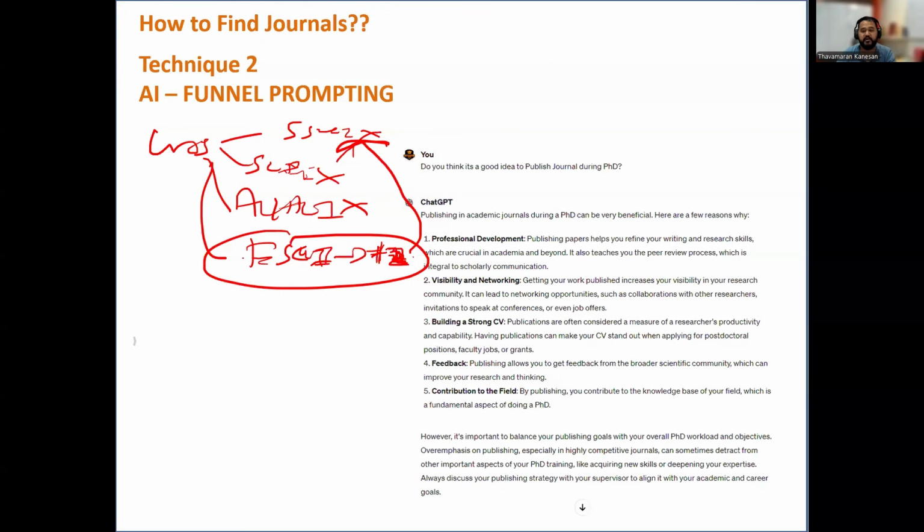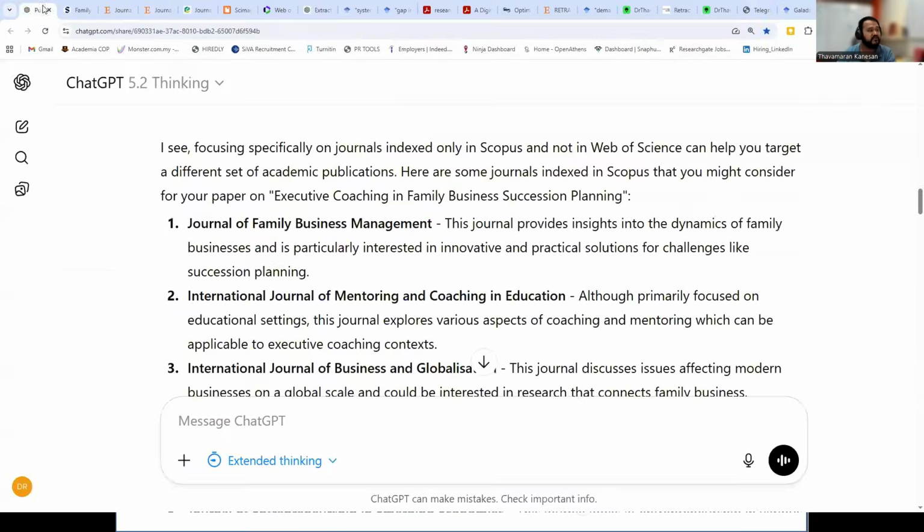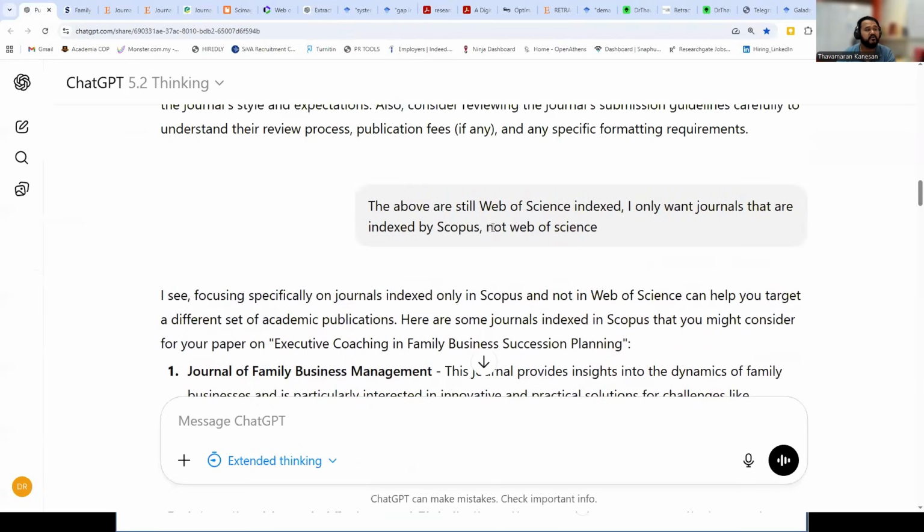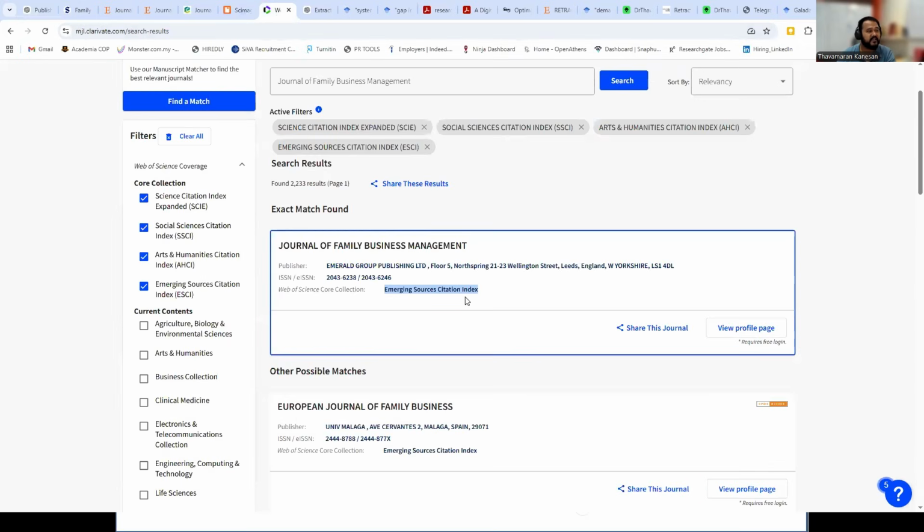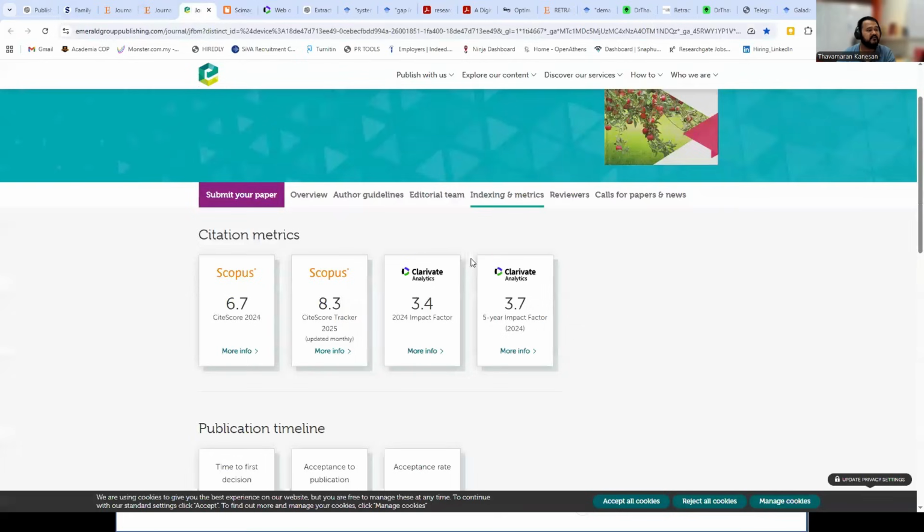But the important matter here is, when you tell AI you don't want Web of Science index, it means you shouldn't have anything with an impact factor. Impact factor means it is still Web of Science. It is not Scopus only.